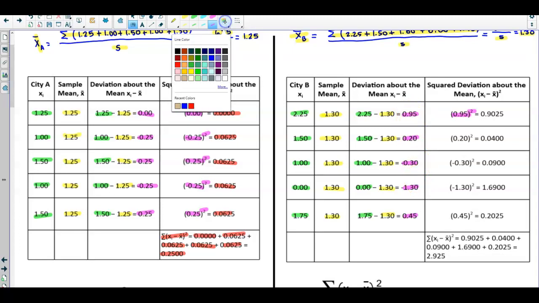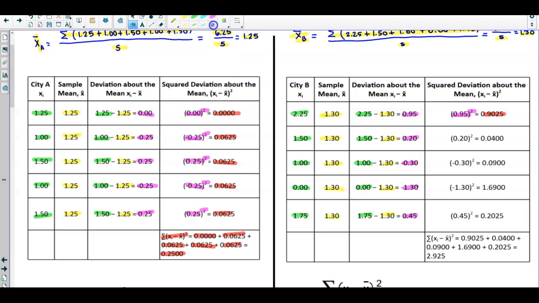We square 0.95 to get 0.9025. Square the deviation of 0.20, and that gives us 0.0400. Square the deviation of negative 0.30 to get 0.0900. Square the deviation of negative 1.30 to get 1.6900. And then square the deviation of 0.45 to get 0.2025. Now we add up everything in this column: 0.9025, 0.0400, 0.0900, 1.6900, and 0.2025, to get a total of 2.925.